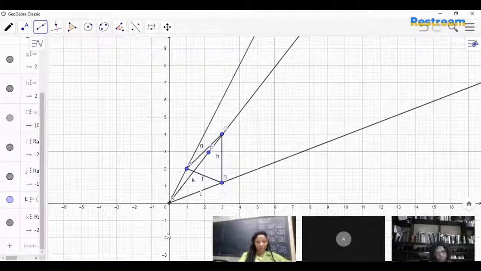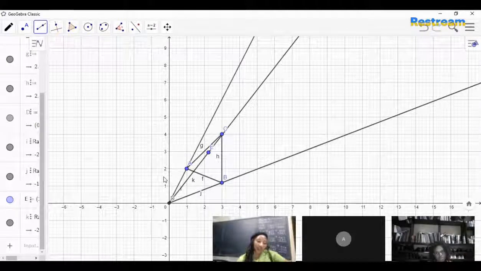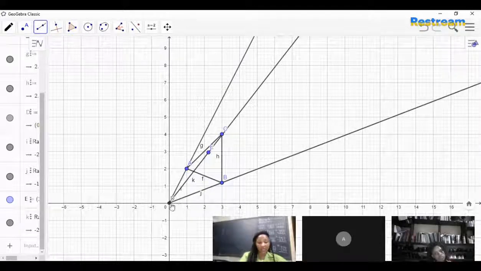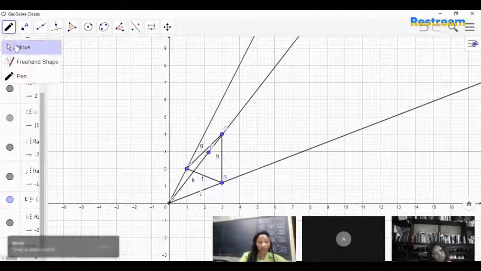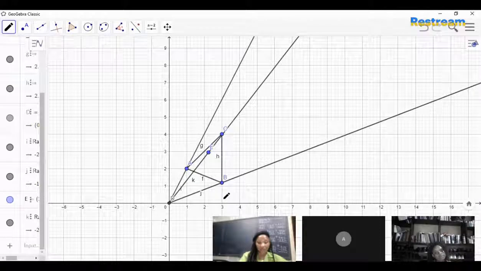Since the scale factor is 2, you're going to extend each point by 2. You could actually take your ruler and measure the distance from here to here, and double that. Or on the coordinate plane, you can see how many places you move to get to the original and double that to get to the new point.